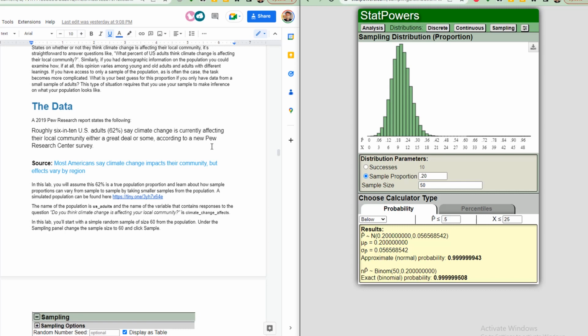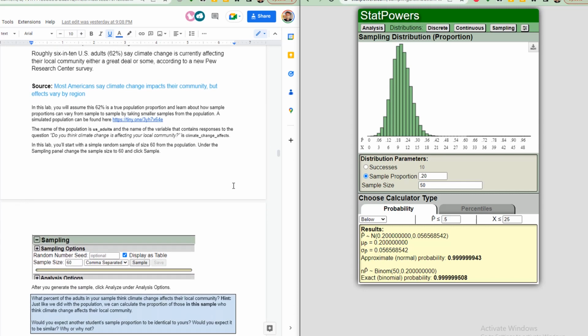Roughly 6 in 10 U.S. adults, 62%, say climate change is currently affecting their local community either a great deal or some. This is from 2019, so it's a few years old. In this lab, we're going to assume 62% is the true population proportion and learn about how the sample proportion can vary from sample to sample by taking smaller samples from a population.